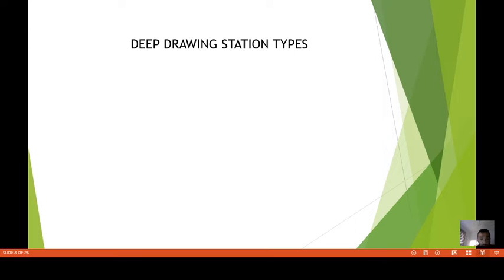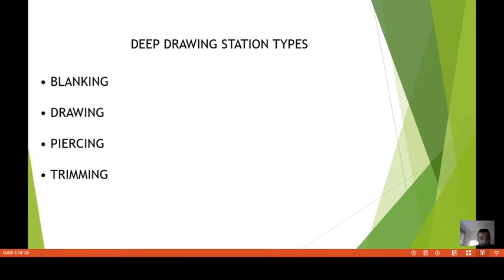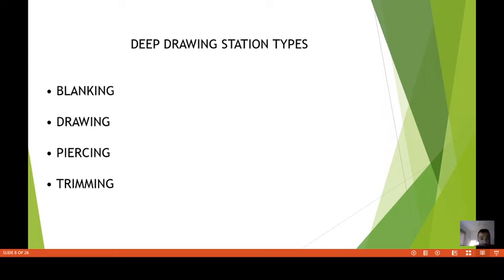Next page. Deep drawing operation types. We have 4 types we will speak about today. First one is blanking, second one is drawing, third one is piercing, fourth one is trimming.